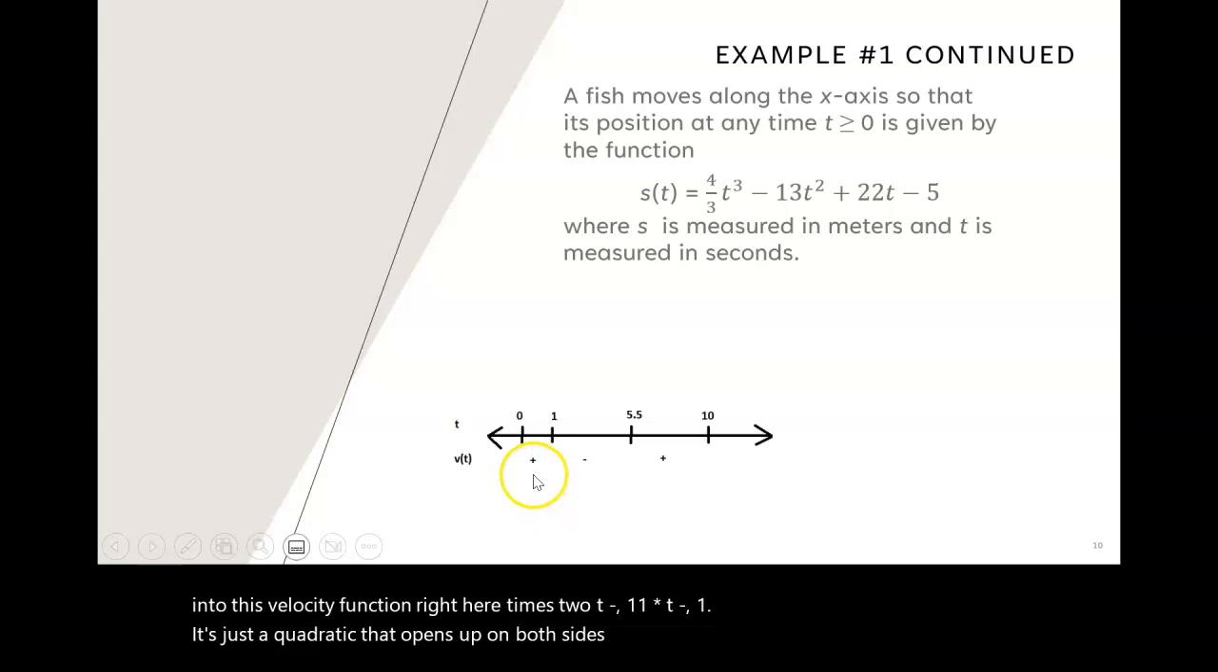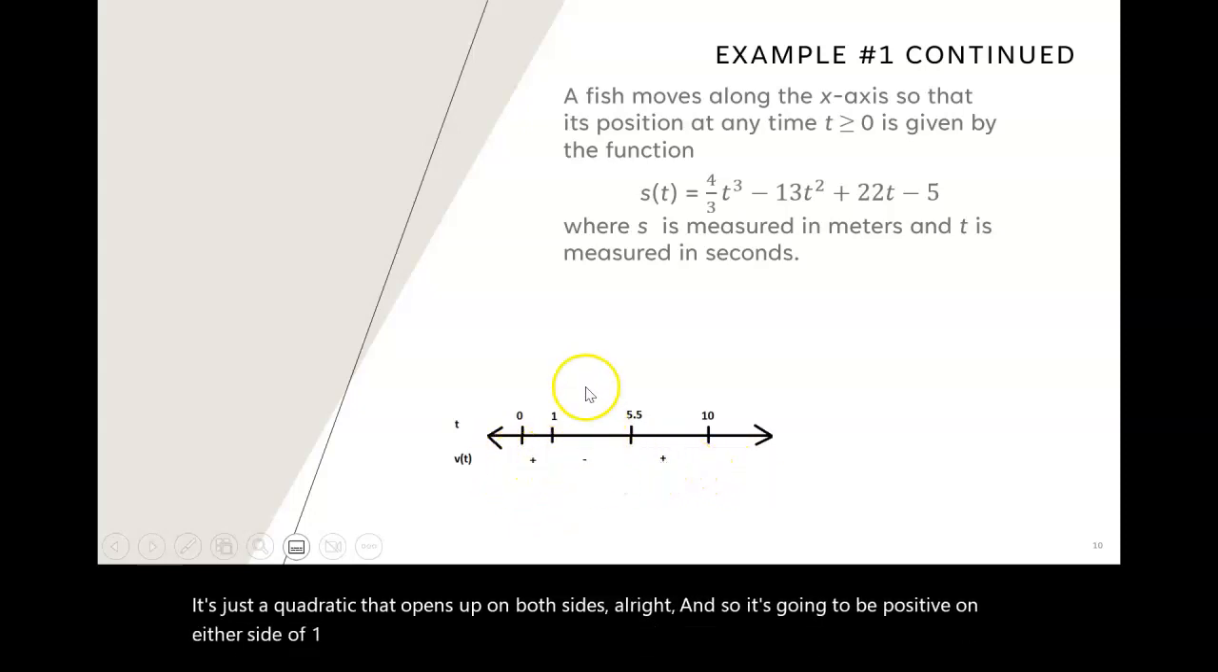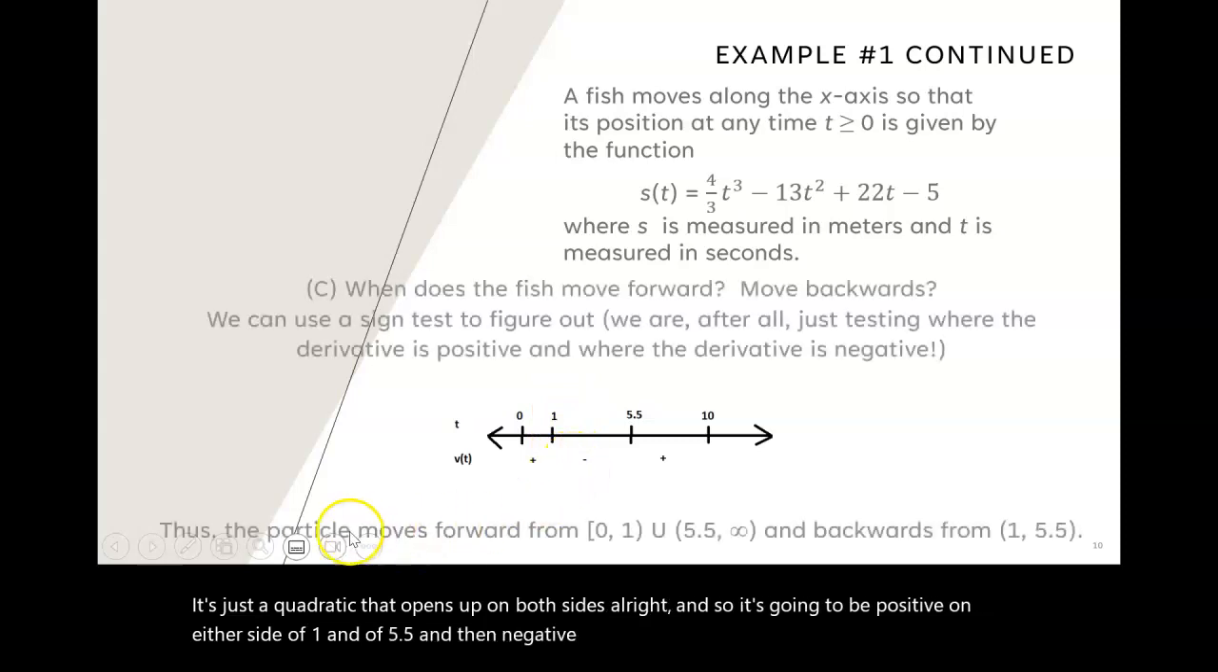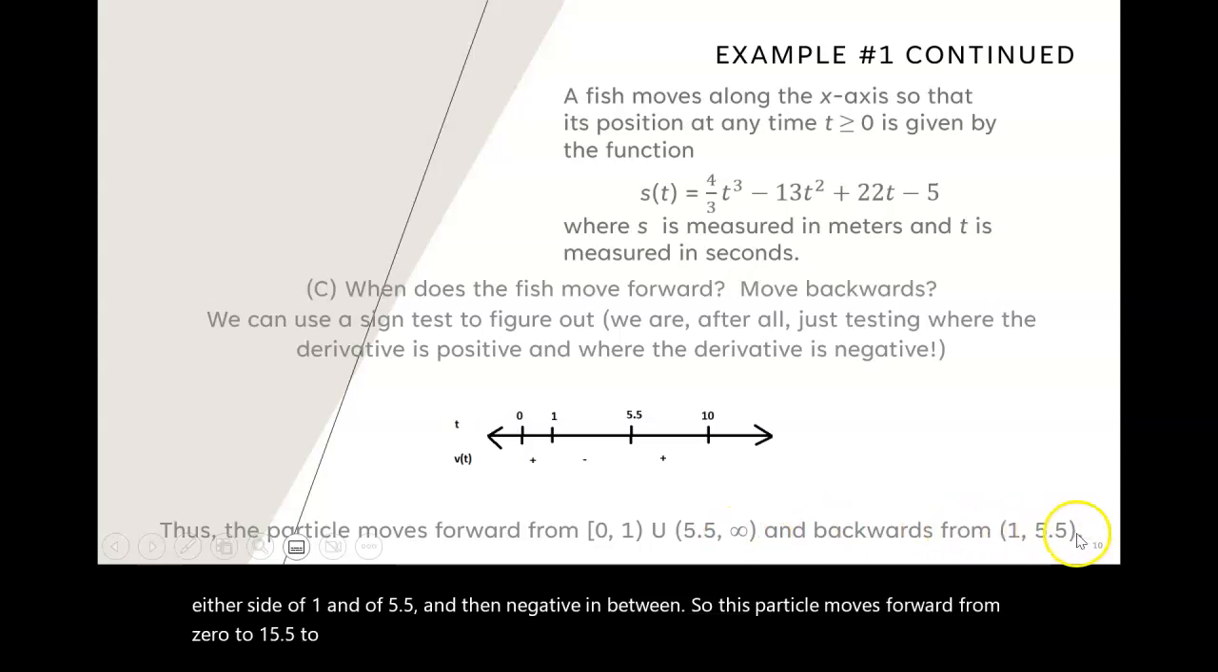All right, and so it's going to be positive on either side of 1 and of 5.5, and then negative in between. So this particle moves forward from 0 to 1, 5.5 to infinity, and backwards from 1 to 5.5.